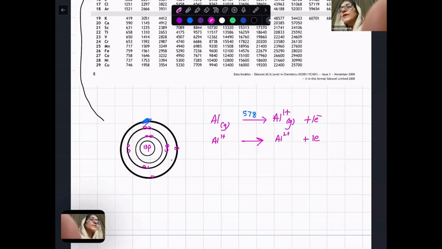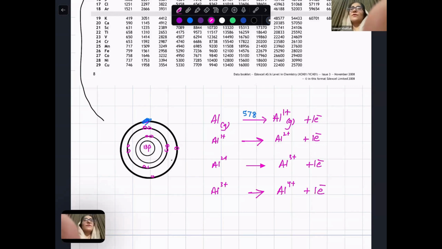2 plus, another electron. 2 plus, 3 plus, another electron. 4 plus, another electron.